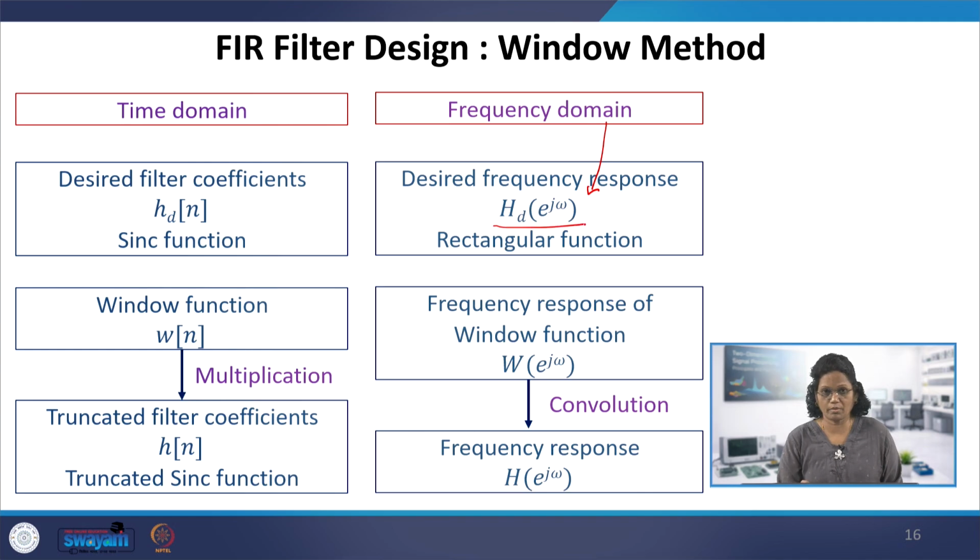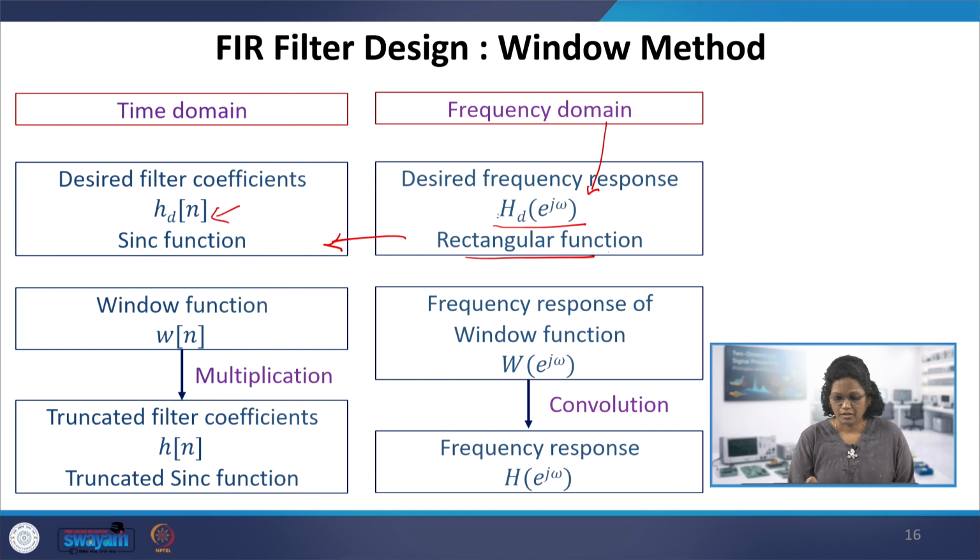HD of e power j omega, whether it is going to be a low pass filter or a band pass filter or anything. Ideally, taking a low pass filter, it's going to be a rectangular function. If the desired frequency response HD of e power j omega is a rectangular function, then its inverse Fourier transform, taking this in the time domain, will give HD of n, that is the coefficients, and that's going to be a sinc function.